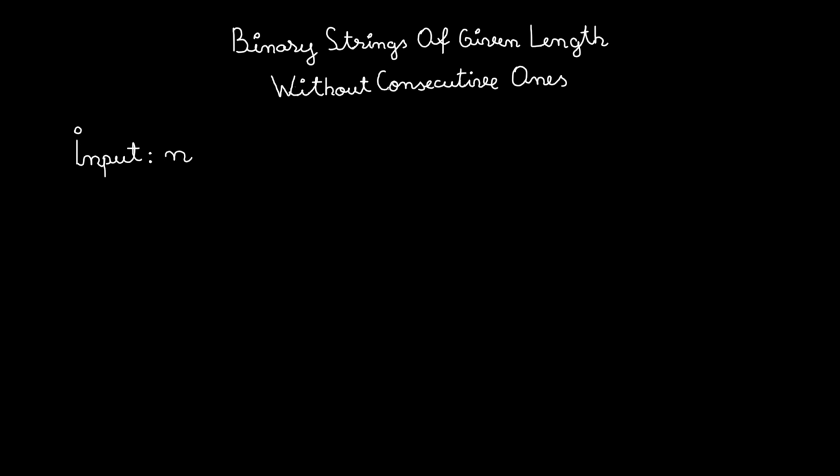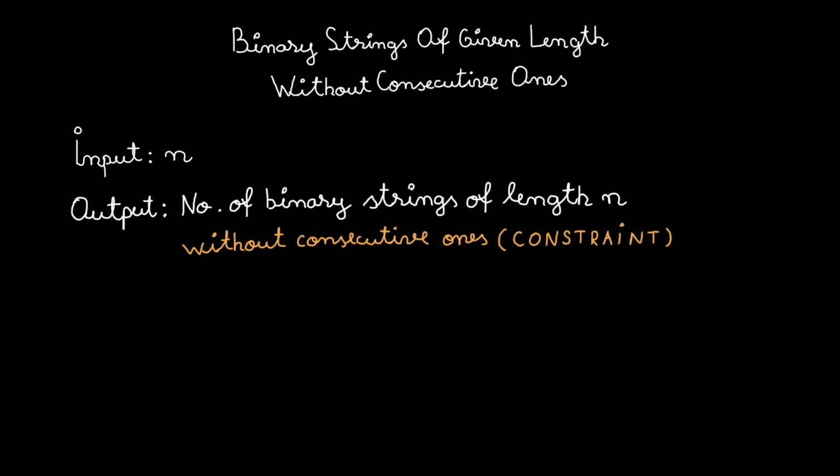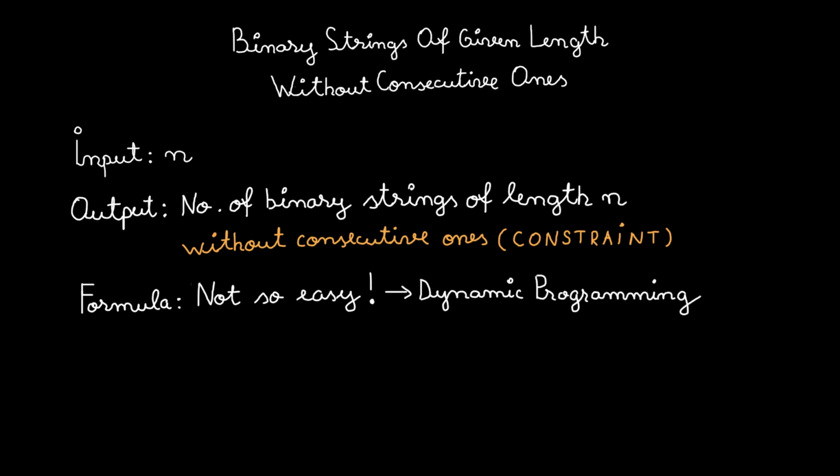We are given a positive integer n, and we should return the number of binary strings of length n. But this time, as you can see, we are given a constraint, and that is that the binary strings that we take into account should not have any two consecutive ones. So, can you still come up with a formula? Well, it's not so easy with this constraint. Let us see how we can solve this question using dynamic programming.